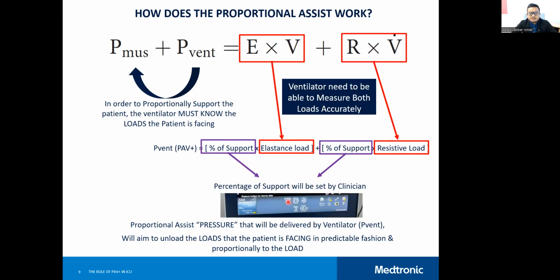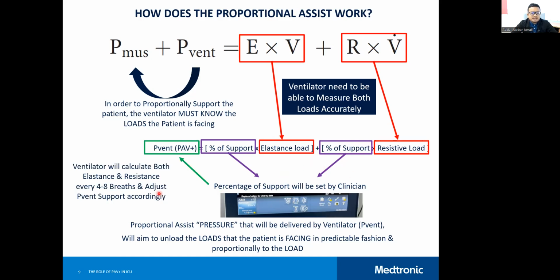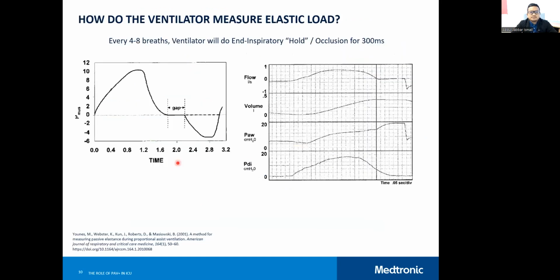So we need to set the percentage support. The ventilator will calculate both elastance and resistance load every 4 to 8 breaths and adjust the P-vent support accordingly. So how does the ventilator do this? Every 4 to 8 breaths, the ventilator will do an inspiratory hold, or in other terms an occlusion, for 300 milliseconds. Around the time that the inspiratory activity is declining, the machine will start a very, very short occlusion at the expiratory valve and expiratory hold for 300 milliseconds.